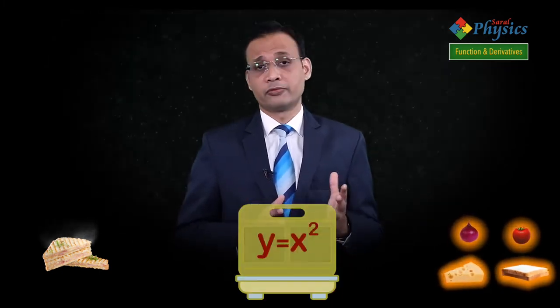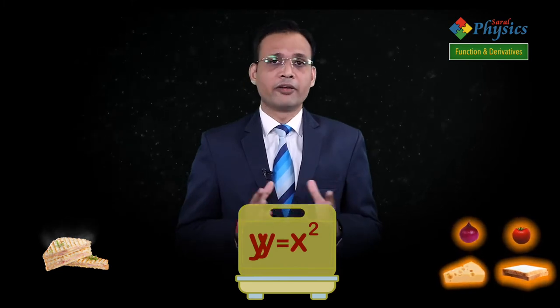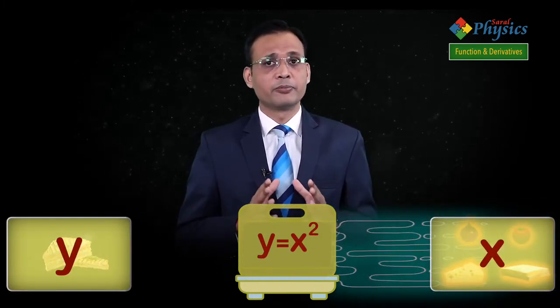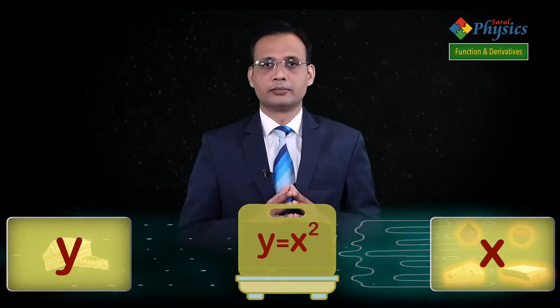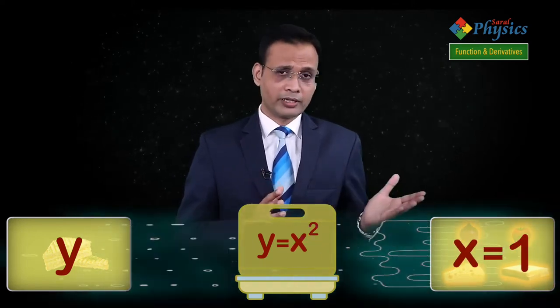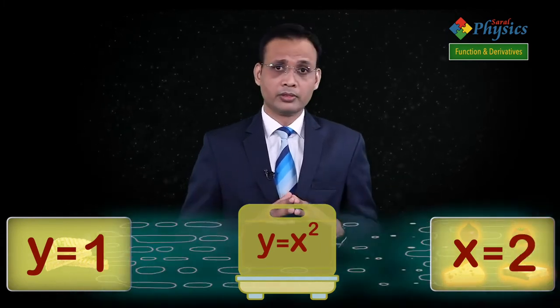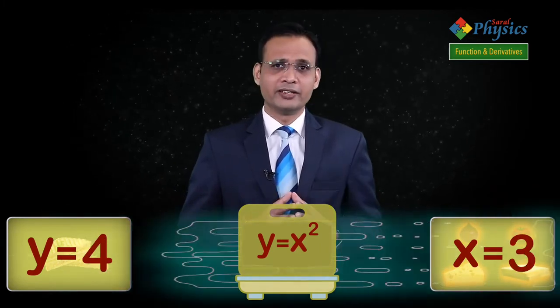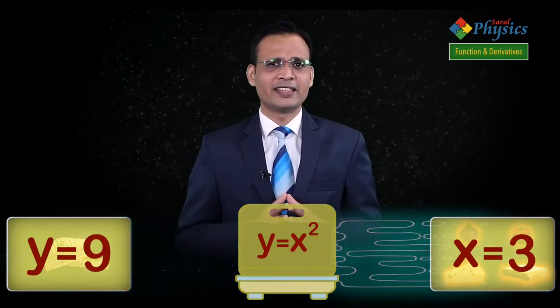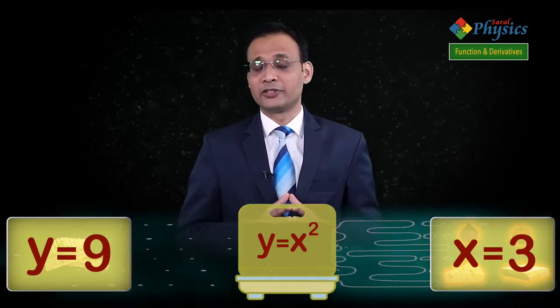Now suppose we have an equation here, say y equals x squared. Here y is our output and x is our input, which is processed by a square function. So if x equals 1, y equals 1. If x becomes 2, y will become 4. When x equals 3, y equals 9. This means we can say that the value of y depends on x.